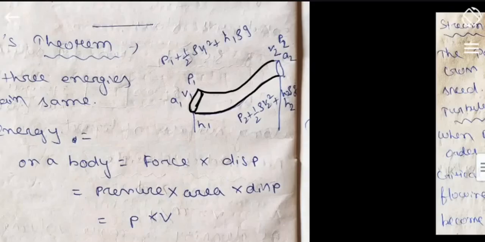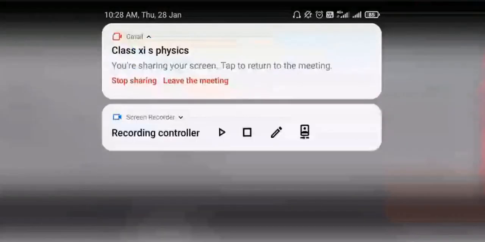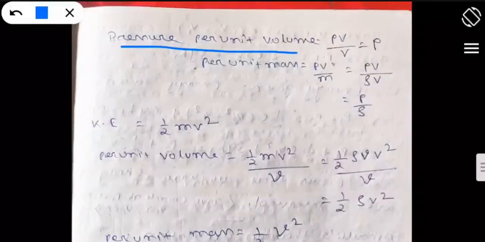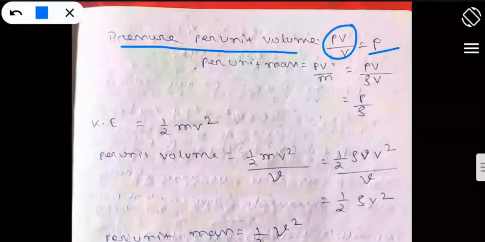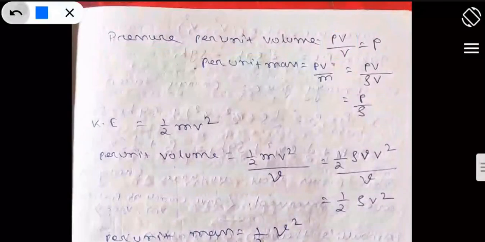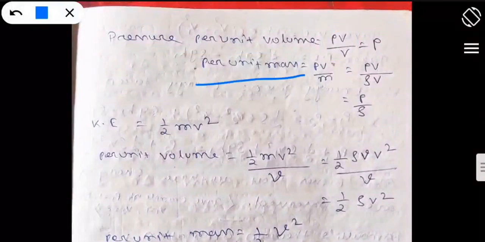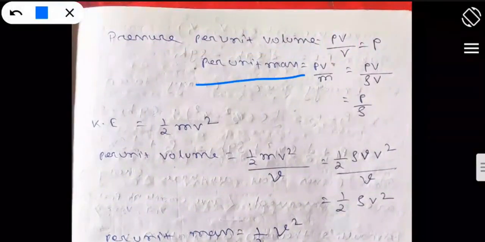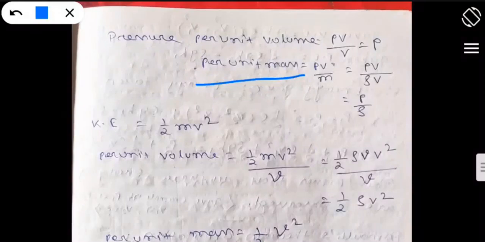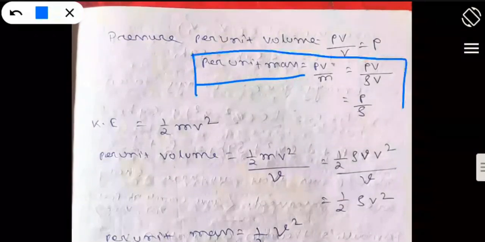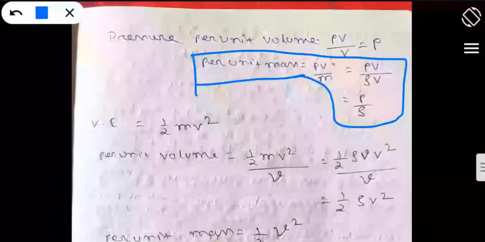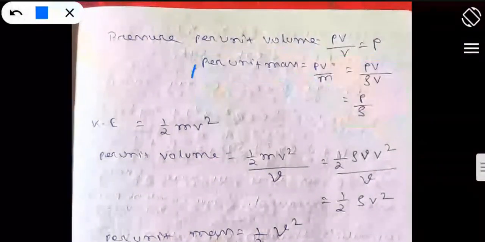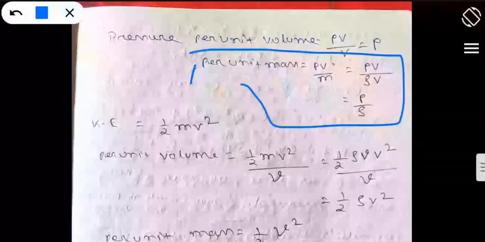So see here, as you can see, I told pressure per unit volume is PV upon V is equal to P. Okay, and pressure upon unit mass, if you want to take up to mass and you want to calculate, that also you will calculate, but it is not in your course. This was not there before, and this is not there now also. Okay, but still I have written this one in order to make it utilized in your entrance section.